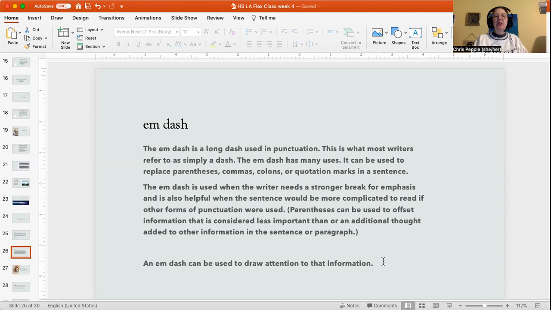So, what is a real dash? When we say the sentence needs a dash, mostly it's the M dash. It's the long dash in punctuation, and that's what most writers simply refer to as a dash. It has a lot of uses. It can replace parentheses, commas, colons, or quotation marks in a sentence. The M dash is used when the writer needs a stronger break for emphasis, and it's also helpful when the sentence would be more complicated to read. If it already has a lot of commas and parentheses in the paragraph and you're going to complicate it by more, use the M dash.